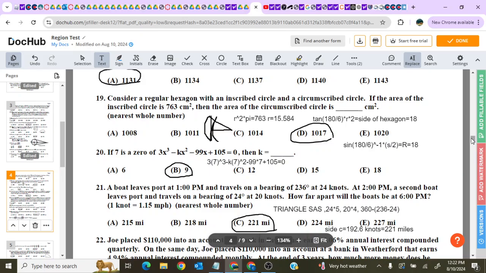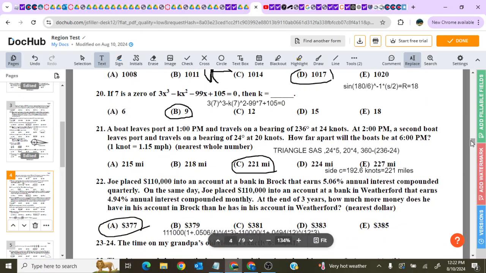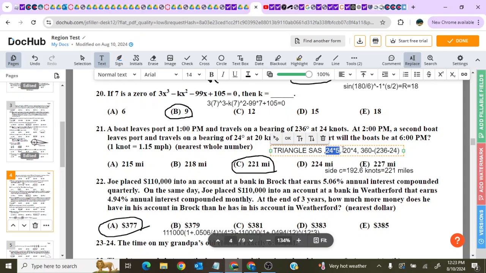A boat leaves port at 1 p.m. and travels at a bearing of 236 degrees at 24 knots. At 2 p.m., a second boat leaves and travels at 20 knots at a bearing of 24. How far apart are the boats at 6 p.m.? So let's figure out how far the boats traveled in terms of knots, suppose. They traveled for 5 hours at 24 knots, so 24 times 5. And the other boat traveled 4 hours at 20 knots, so 20 times 4.